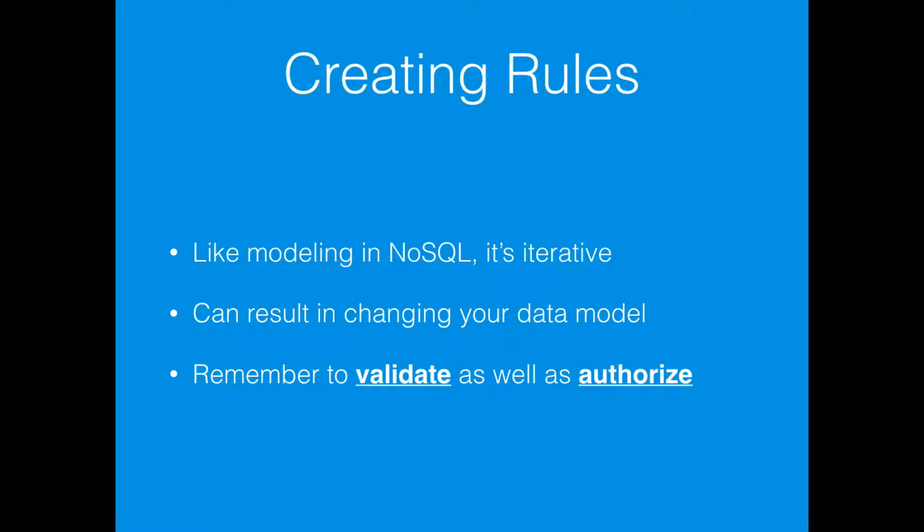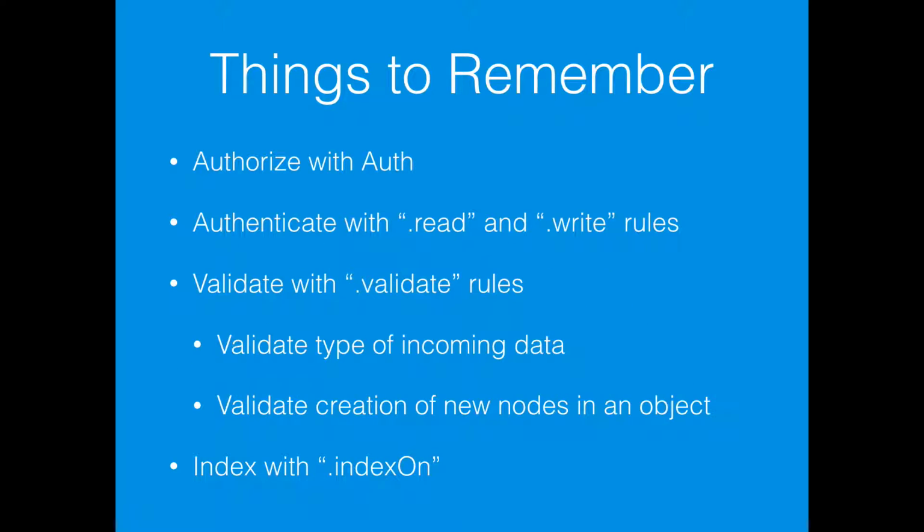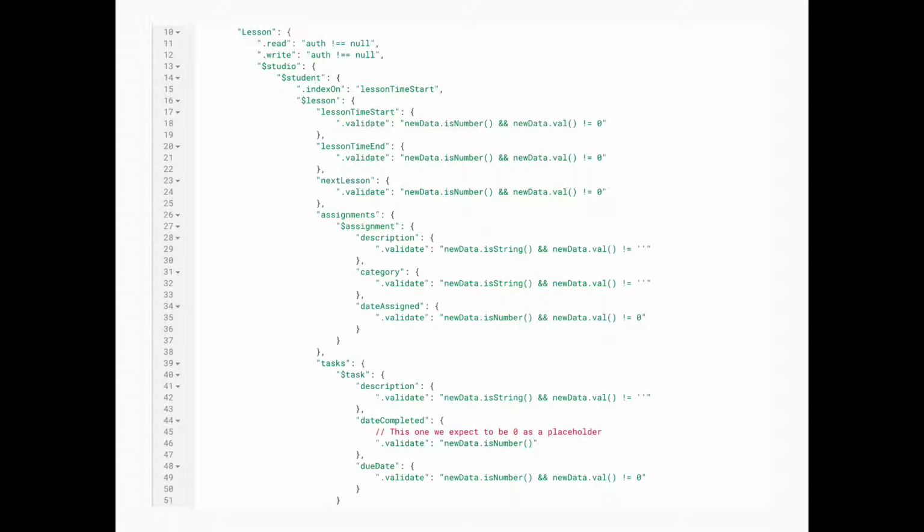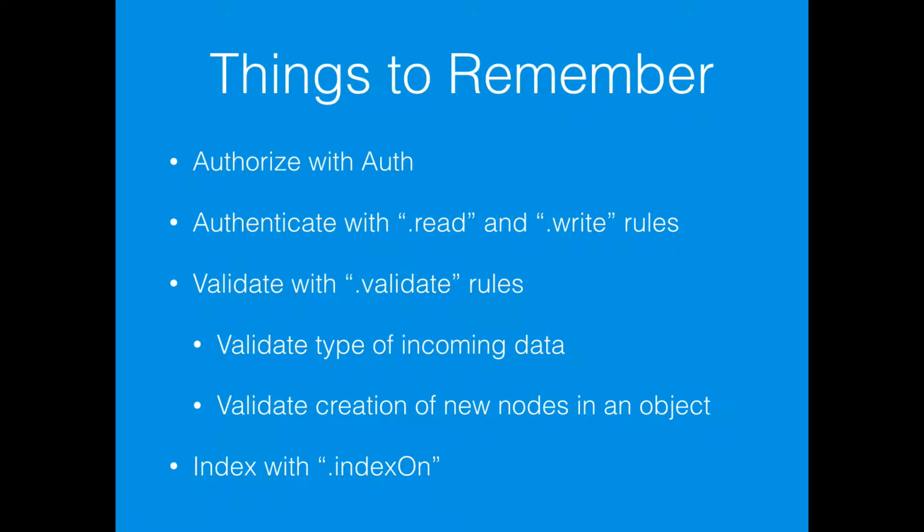And so, two big things here. Remember to validate as well as authorize. You authorize with auth. This you can see in here. This laser will actually show. Auth is not equal to null. You can access the UID on the auth object. You authenticate with .read and .write, validate with .validate rules, and index with .indexOn. Cool. So that's just a brief intro to security rules, but let's go ahead and get into it and start writing some.